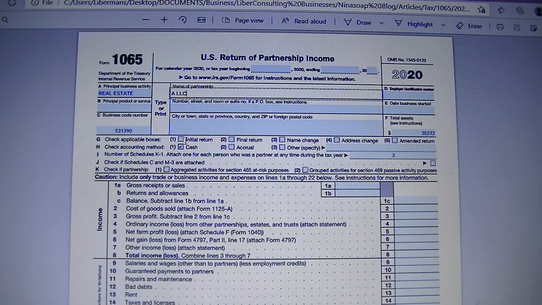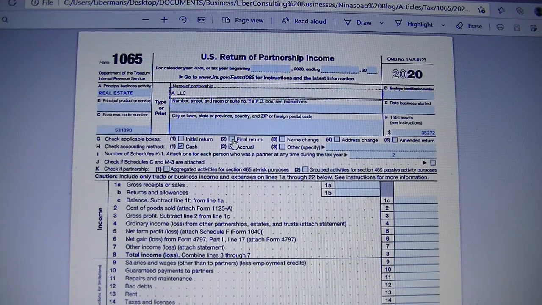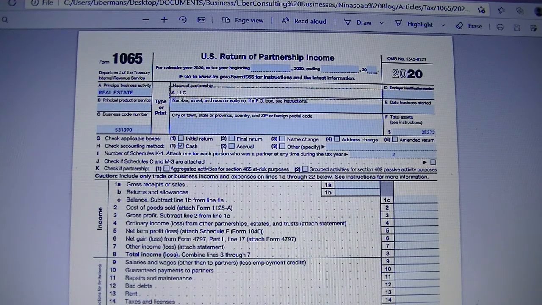So item G. If that's your initial return, you'll check it. If that's your final return, you'll check 2 as well. Otherwise, if it's not the first time or the last time, you don't check anything for G.